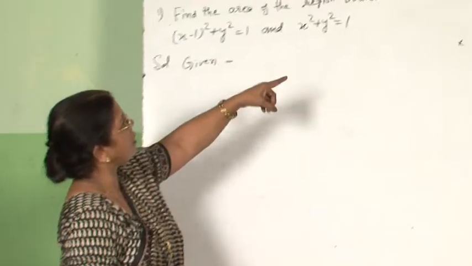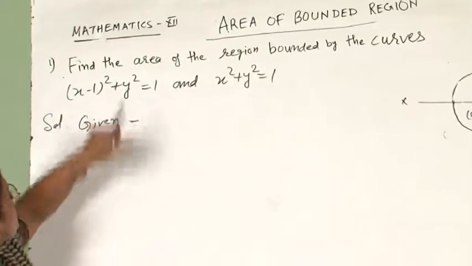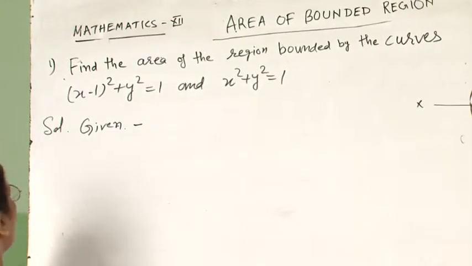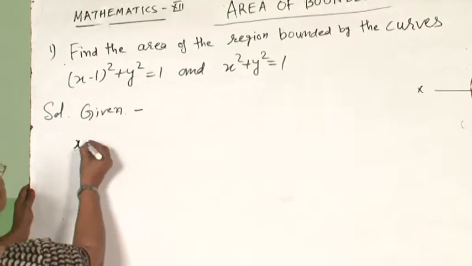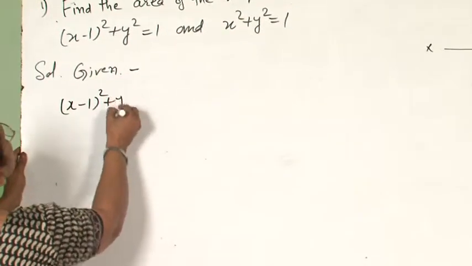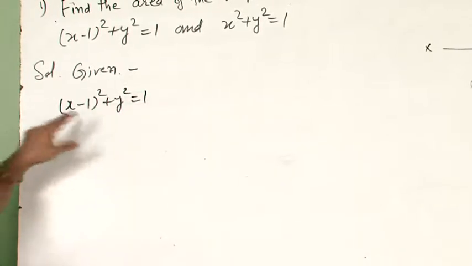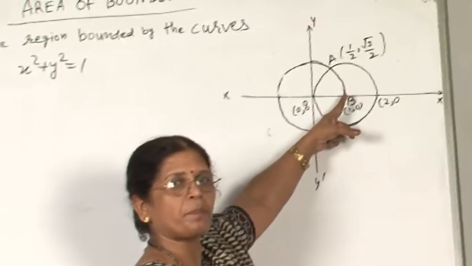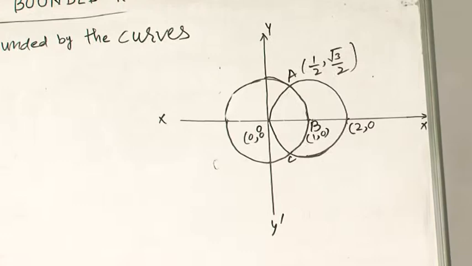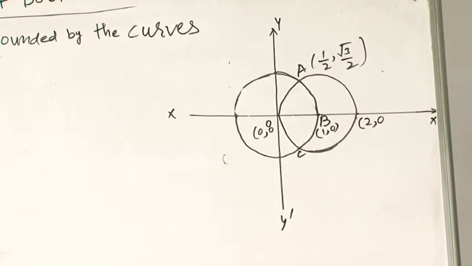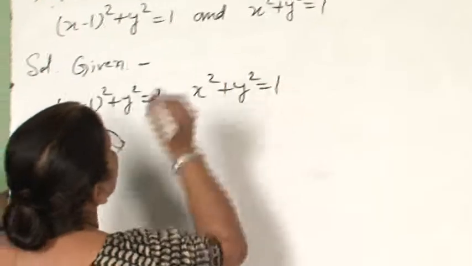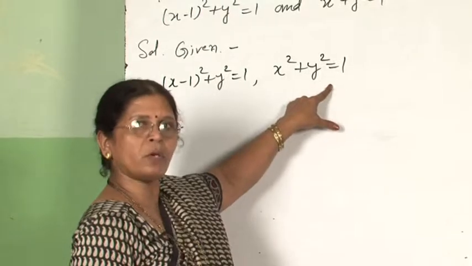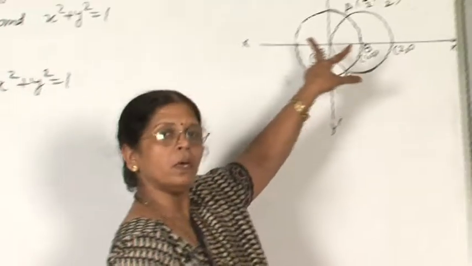Find the area of the region bounded by the curves (x minus 1) square plus y square is equal to 1 and x square plus y square is equal to 1. Here the first curve is (x minus 1) square plus y square is equal to 1. This is a circle whose center is at (1, 0) and radius is 1. The second circle is x square plus y square is equal to 1. Here the center of the circle is (0, 0), that is the origin, and the radius is 1.